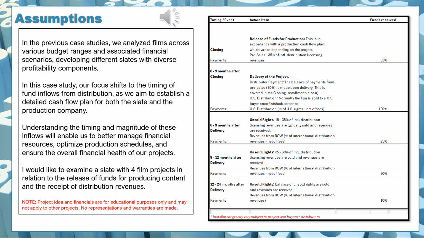So we're looking at 4 films in our slate, and we're looking at what funds are coming in at what time. So the first money that comes in is going to be on closing. We're registering 35% of international distribution revenues to come in at closing. And then 6 to 9 months after the closing, I would like to register the revenues coming in from the US sale, which is usually something that happens during that time because that's when the film is finished and screened, and that's when usually US rights are being sold.